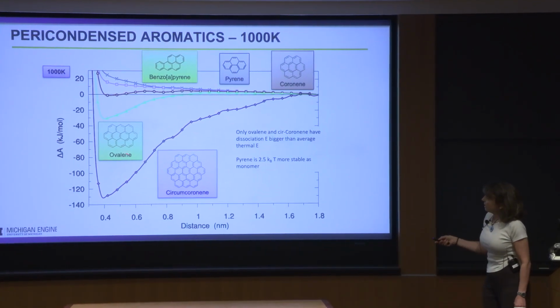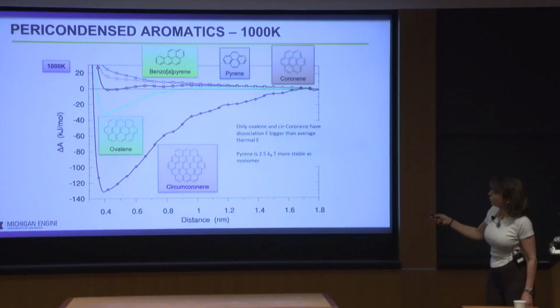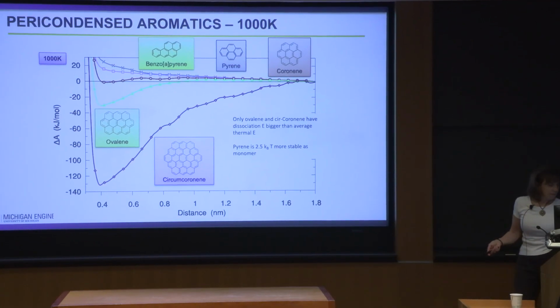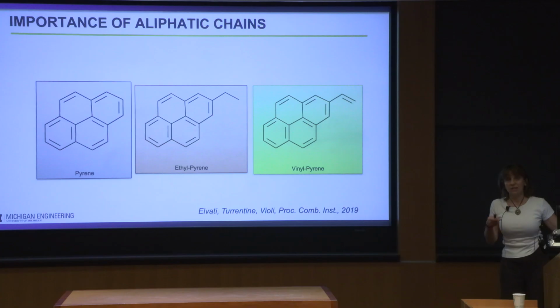What happens here is that only these bigger structures, so ovalene and circumcoronene, have the ability to form a dimer in this set. So pyrene is up here, but also this other one moved up, and the coronene also moved up. So what you say is that the number of rings is not driving this process, or not describing the process correctly.